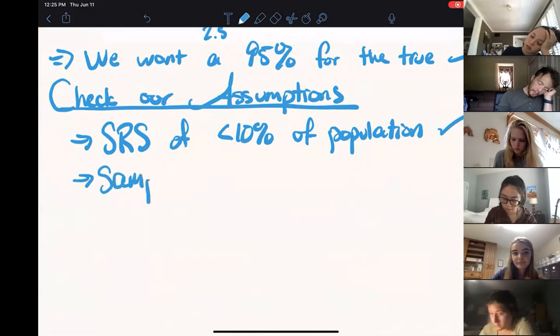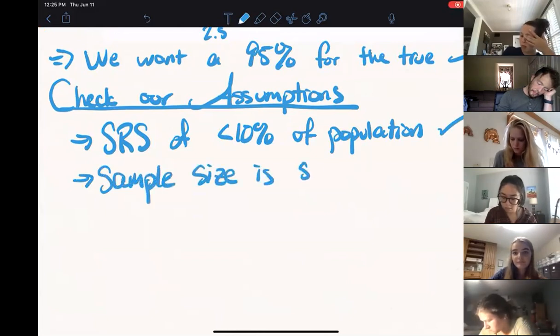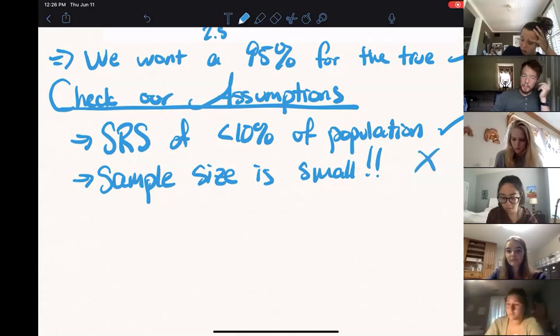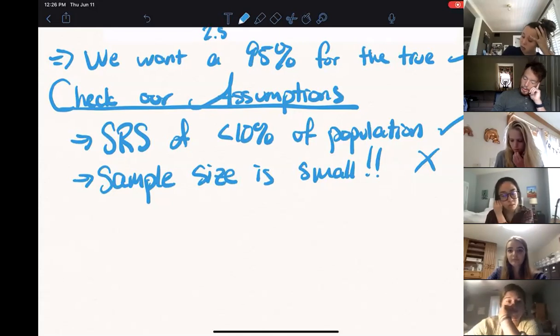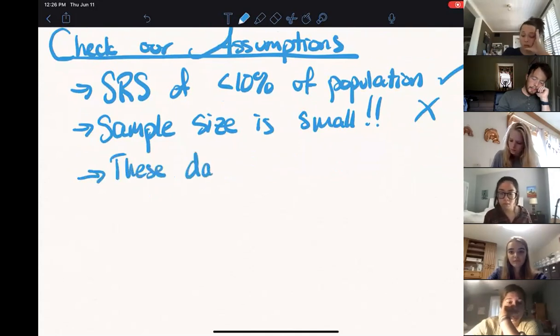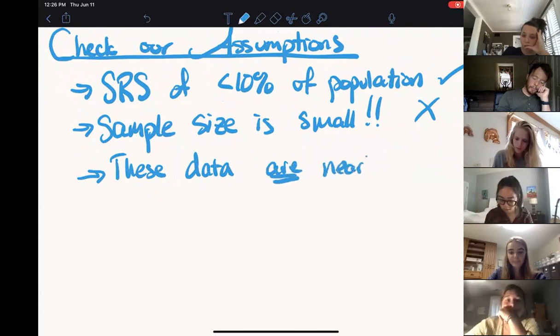The sample size is small. So that's not good, right? We would usually hit this and be like, I only have 19 observations. I can't do anything with this, correct? But what I'm going to tell you is these data are nearly normal.